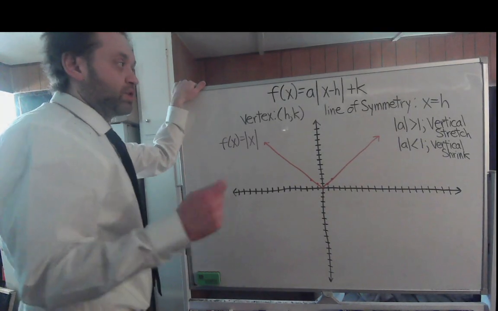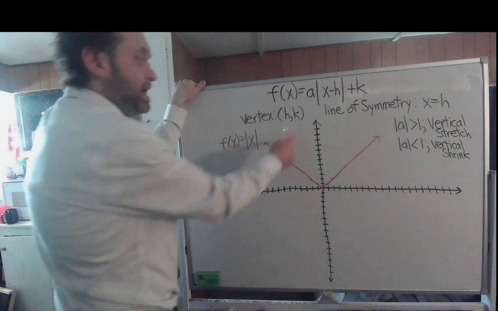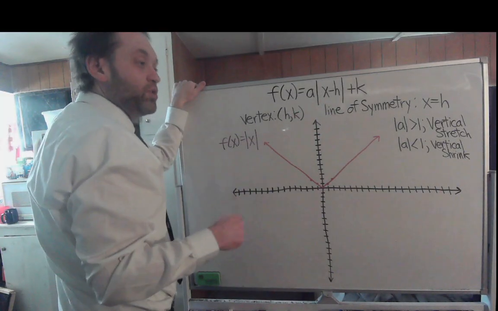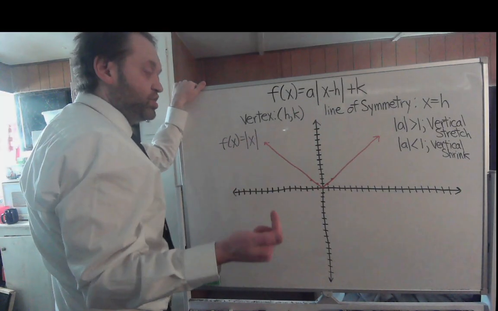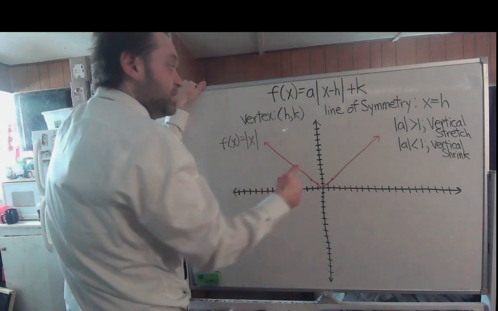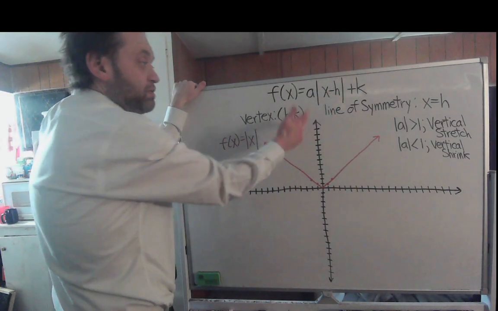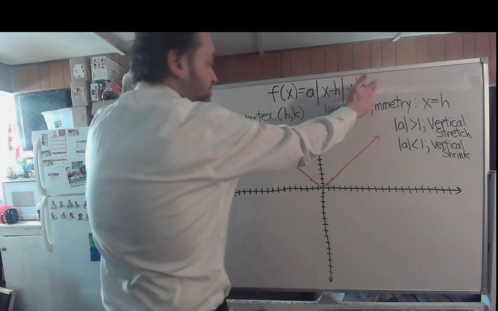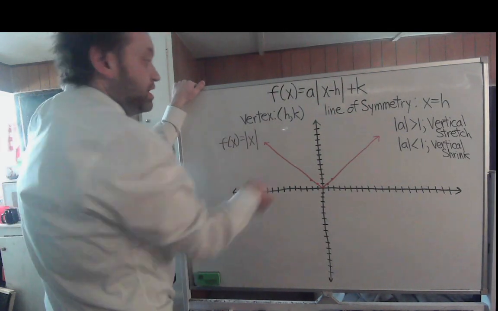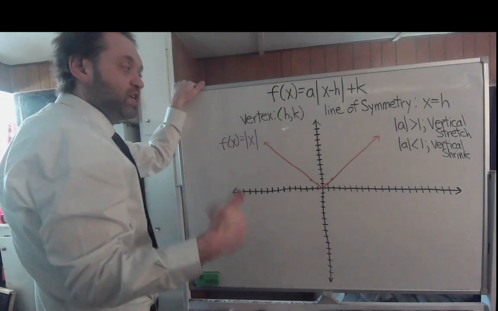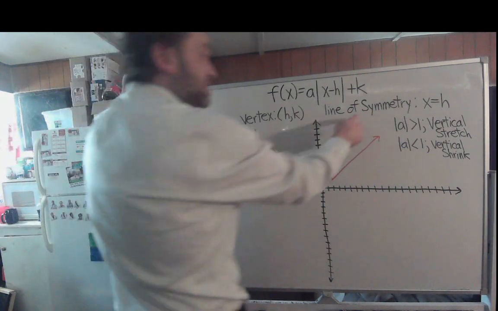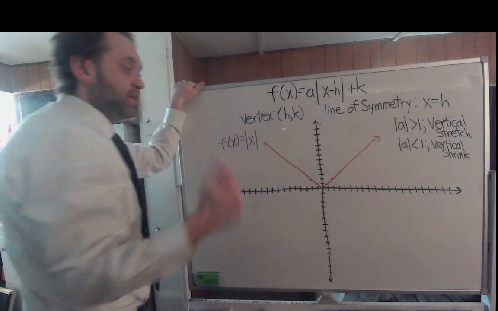So to find the coordinate of the vertex, set x minus h equal to 0, you would get the x coordinate of h. Put the x coordinate in, you would get the y value of k, which you can just take k as your y coordinate. You get the vertex at the point (h, k). Then the line of symmetry would also be through x equals h.